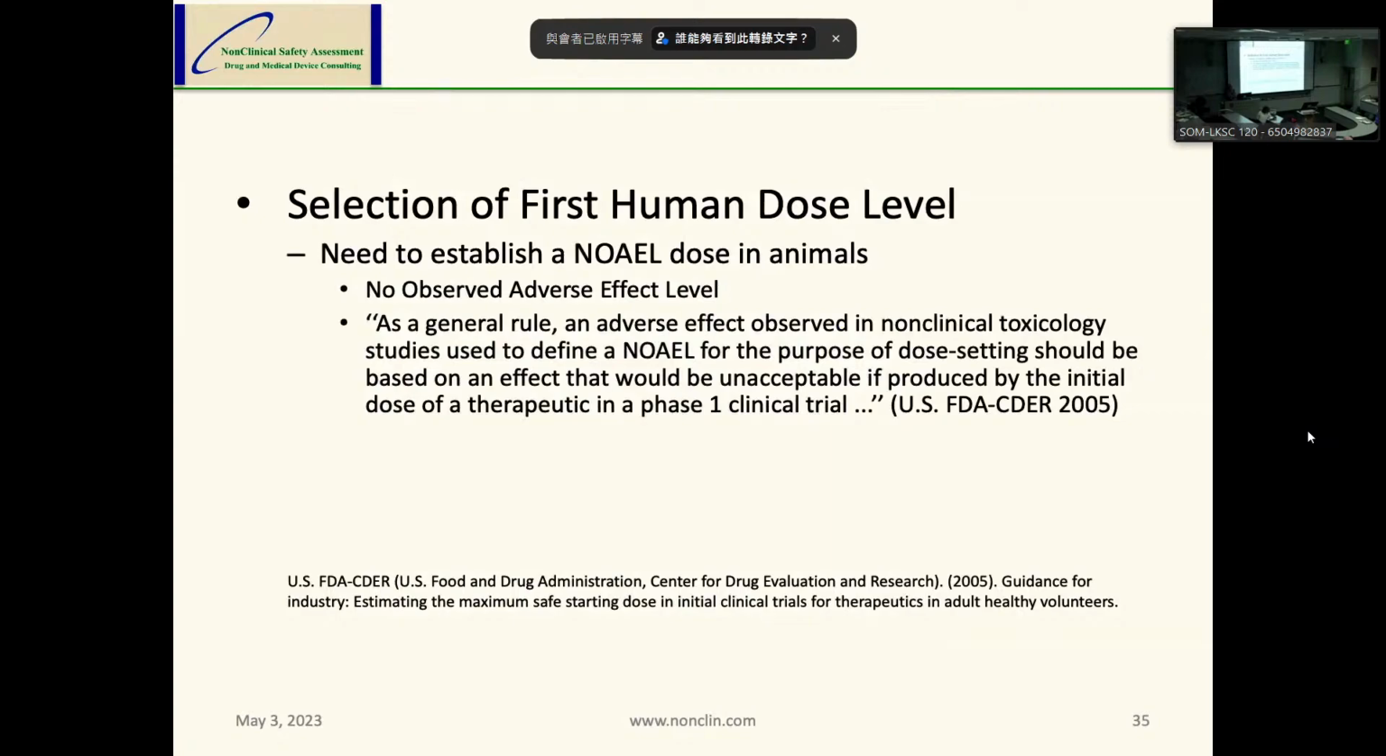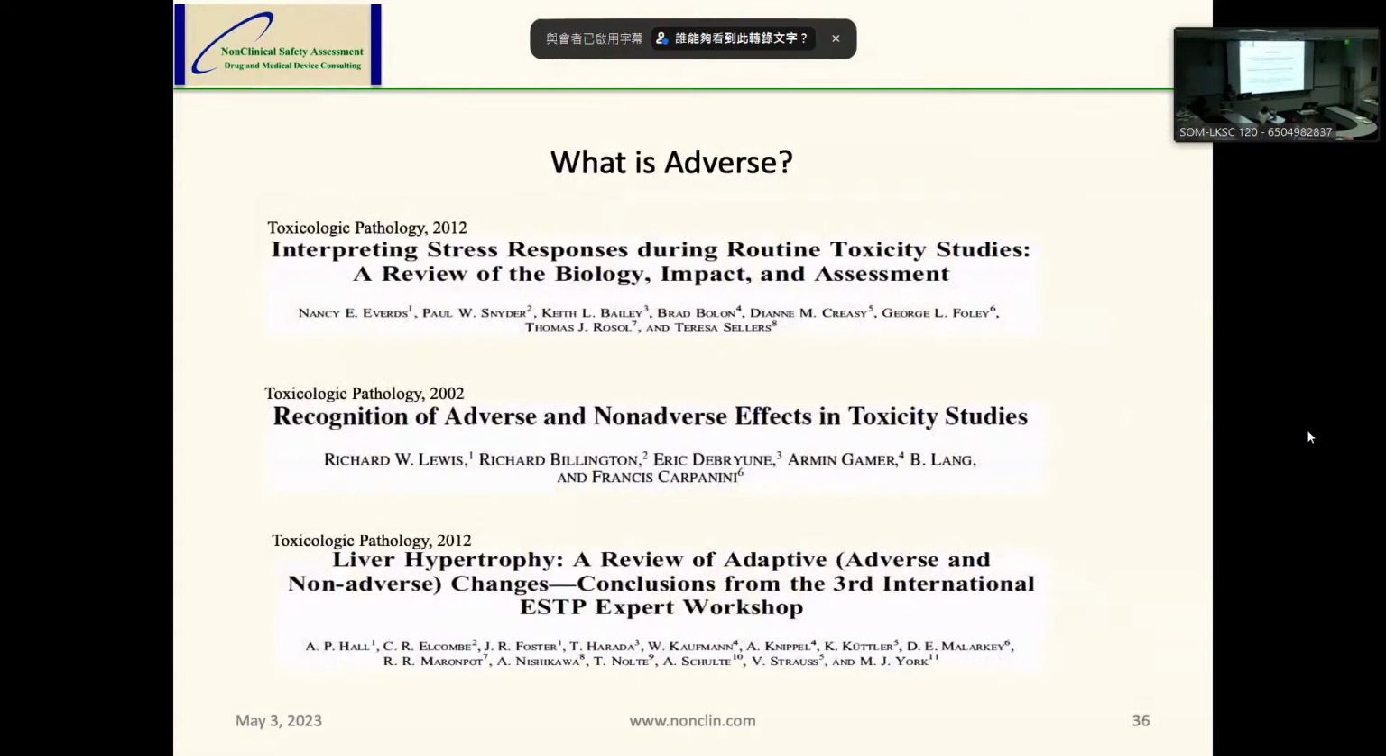Again, that's first human dose. It's a summation of the toxicology data, but it's driven by what we consider to be the non-adverse level in animals, the most sensitive animal, in other words, the lowest non-adverse level dose. And then from there, in general, we start in humans about tenfold below that number.